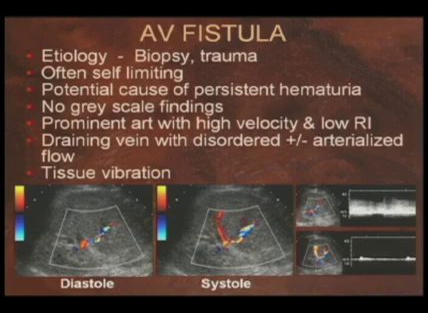Which brings us to arterial venous fistulas. The etiology is similar to pseudoaneurysm. They typically are self-limiting, but they can cause persistent hematuria. Now, generally, there's no grayscale findings for AV fistulas, but on Doppler analysis, you'll see a prominent artery with high velocity and a low resistive index.